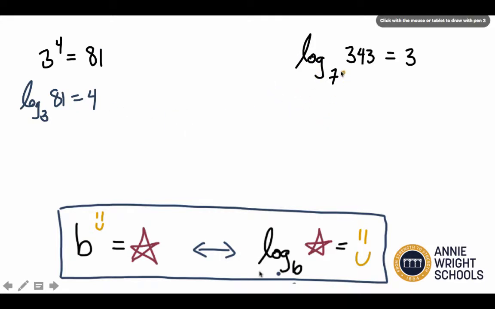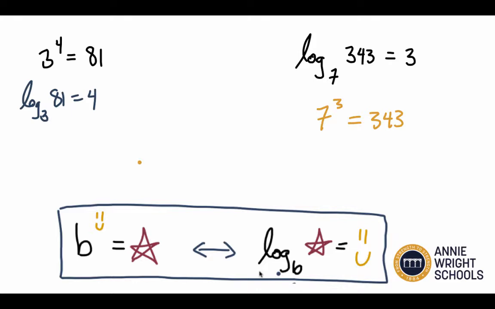Over here, if log base 7 of 343 equals 3, then that means 7 to the third equals 343. Practice saying that right now as you're watching the video. Log base 3 of 81. Log base 7 of 343. You are required in a math class to not only know how to write and communicate your mathematics by writing, but also by speaking. So there's a lot of changing forms.